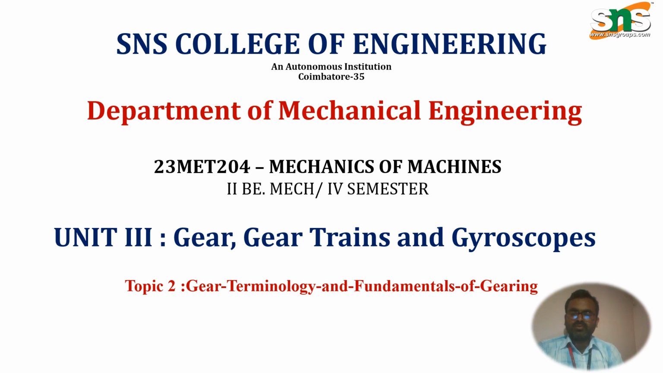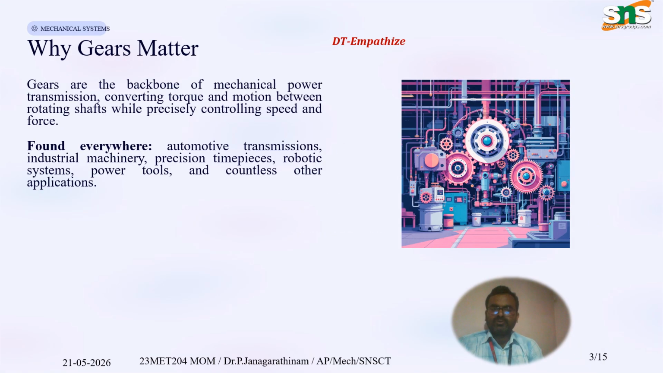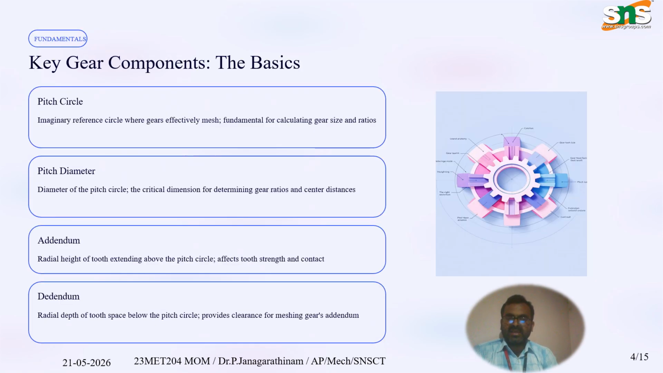Today, I am going to discuss topics related to gear trains and gyroscopes, and what the basic gear terminologies and fundamentals are which will be applied for gearing in the mechanical concept. So, first of all, why do gears matter? Gears are the backbone of mechanical power transmission, converting torque and motion between rotating shafts. Most widely used in automotive transmissions, industrial machinery, precision and power tools, and other applications available in the mechanical field.